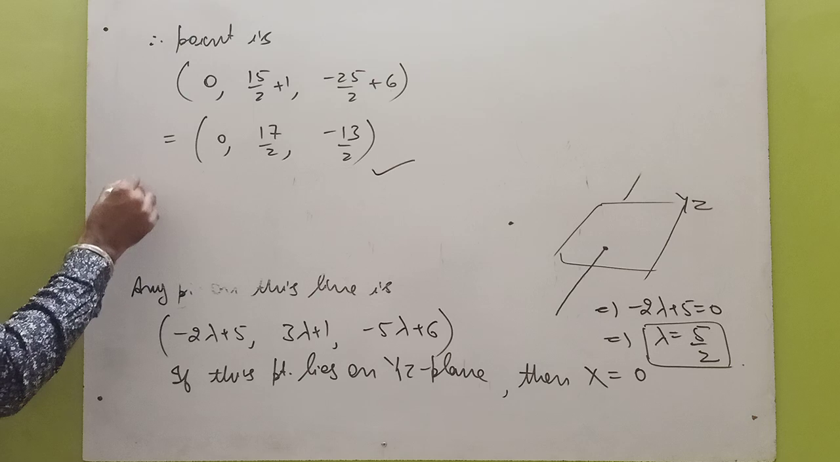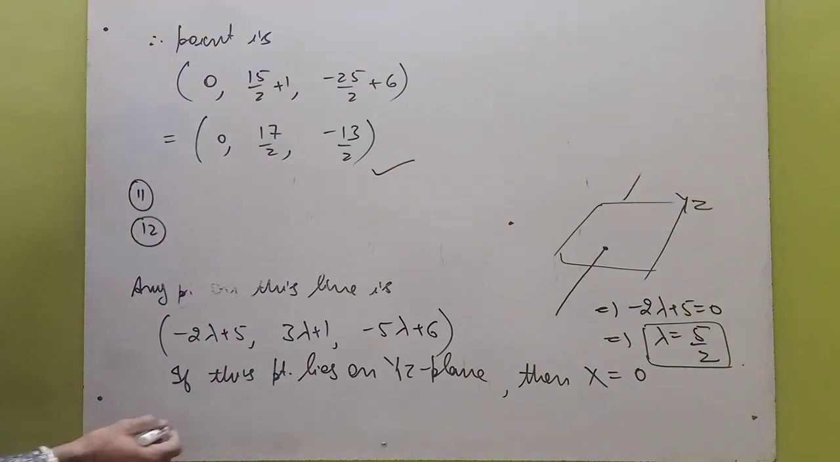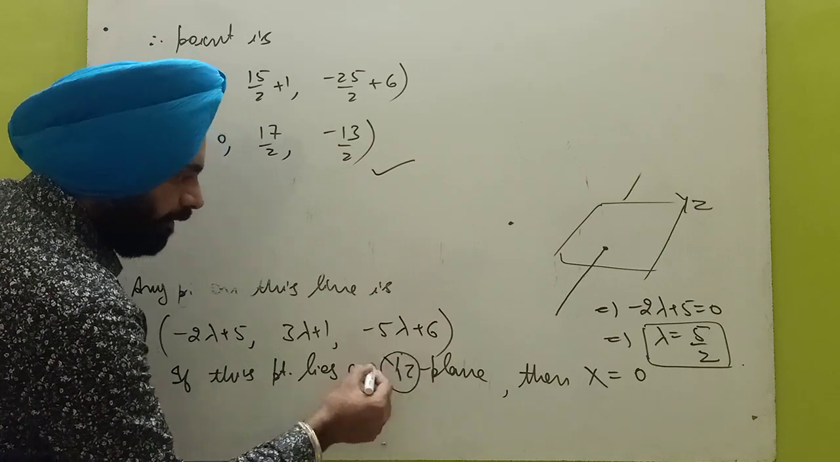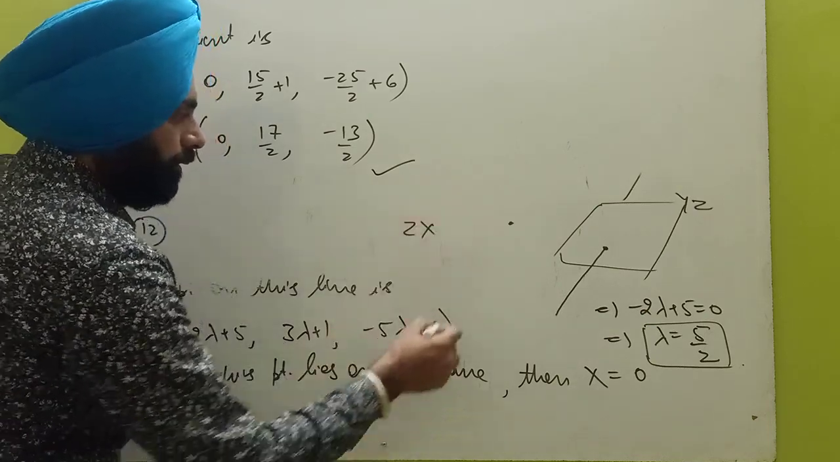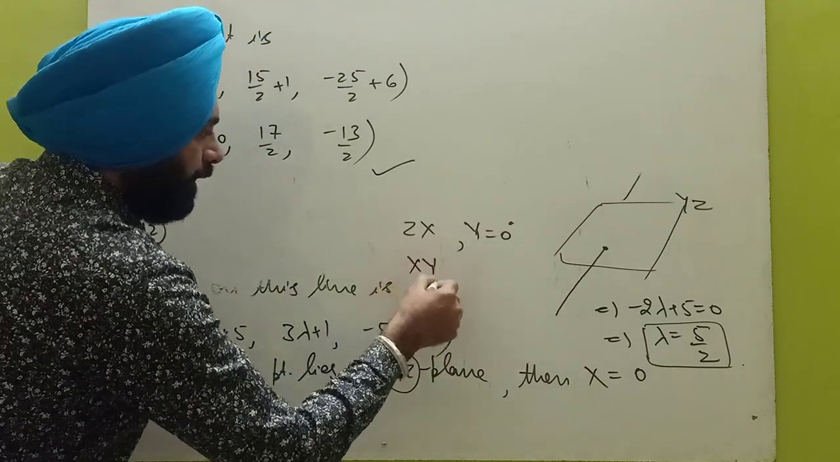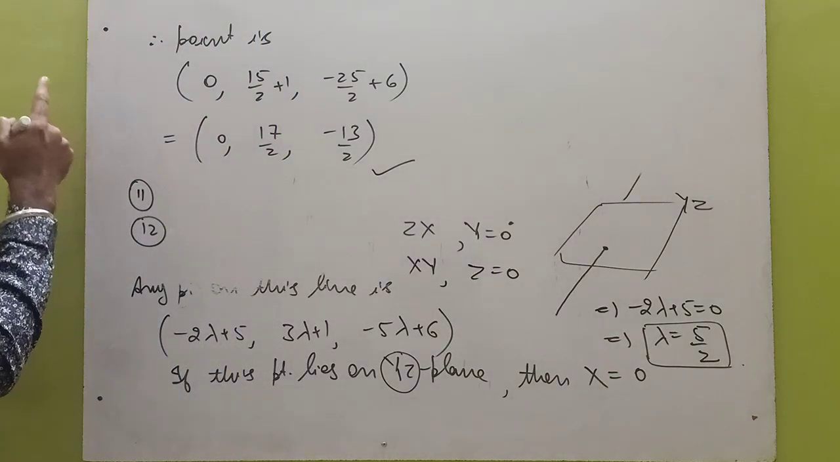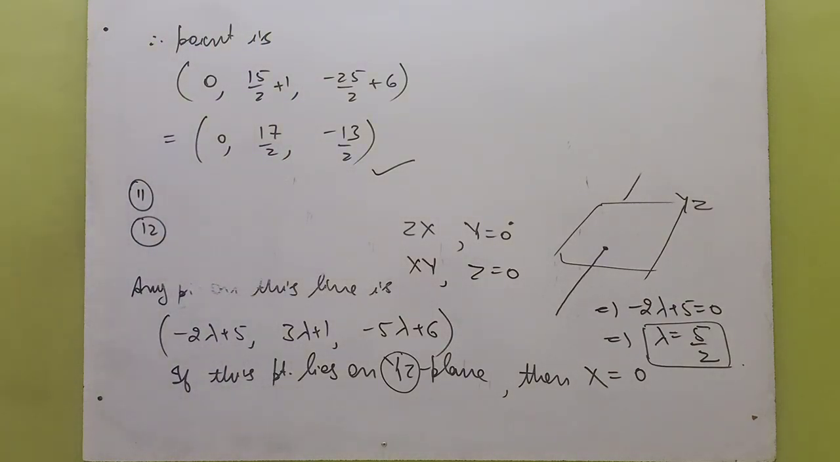Similarly, you can do question number 11 and 12 of this exercise. If in place of YZ plane there is ZX plane, then you have to put y equal to 0. And if there is XY plane, then we have to put z equal to 0. So in this way, you can do question number 11 and 12 also.